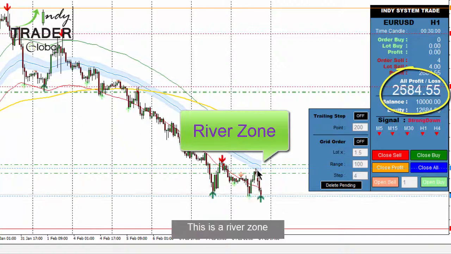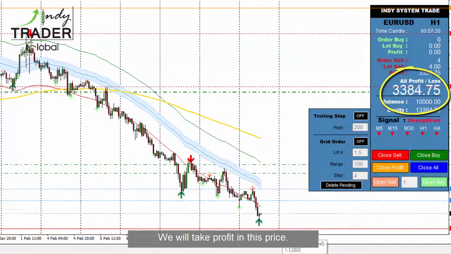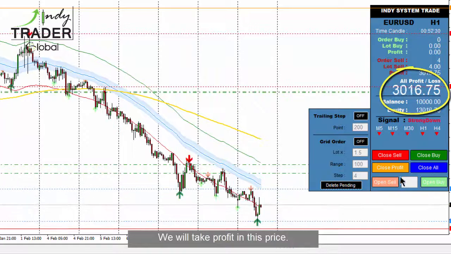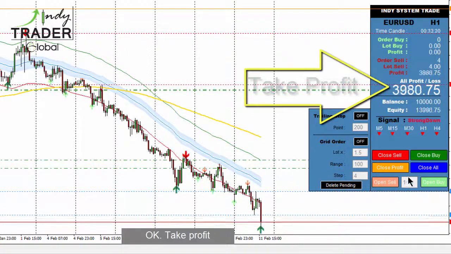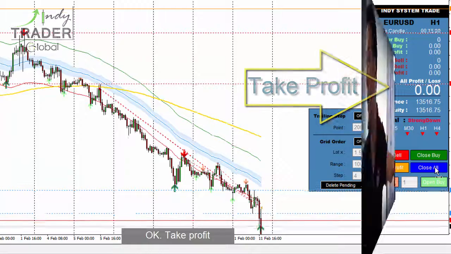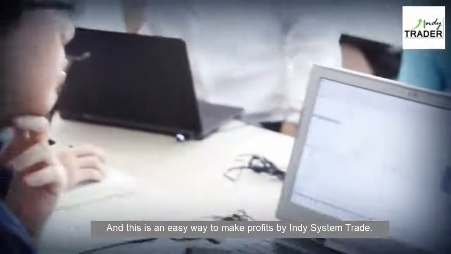This is the river zone. If you take profit at this price, okay, take profit. And this is an easy way to make profits with Indy System trade.